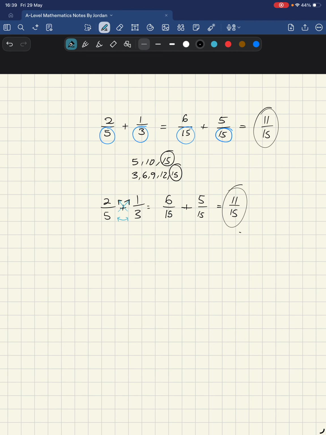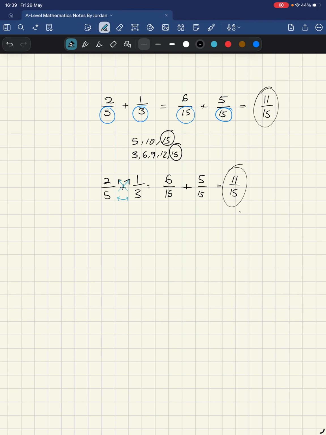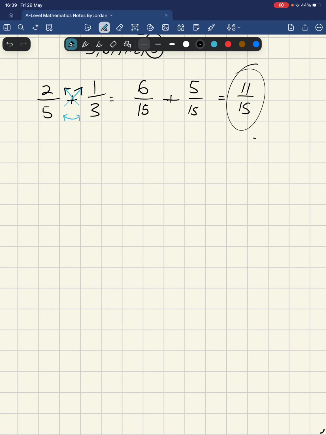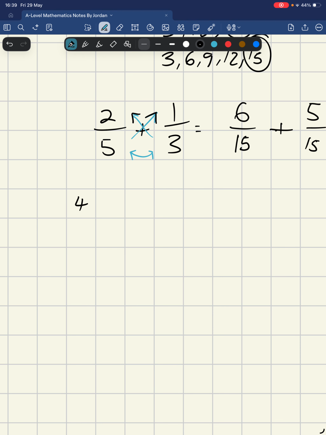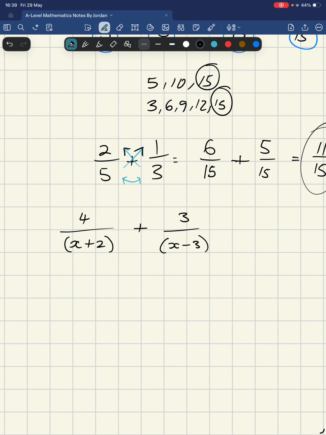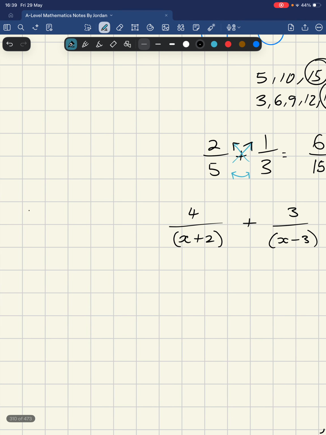Okay, so I'm only going to show you this really quickly. I will do a separate video which goes through more of these, but I'll just show you really quickly why this method's so powerful. Okay, so let's say we had to do something like this, where we need to combine these. So I'll put combine these algebraic fractions.